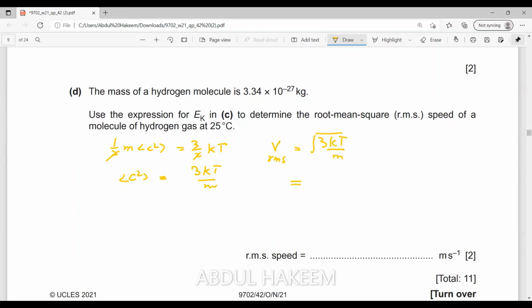Now substitute the values: 3 times the Boltzmann constant, 1.38 times 10 power minus 23, and the temperature, 25 plus 273.15, so it is 298.15 in Kelvin, divided by the mass given, 3.34 times 10 power minus 27, and then under root. After calculation, it comes to approximately 1.9 times 10 power 3. So this is question number 3.